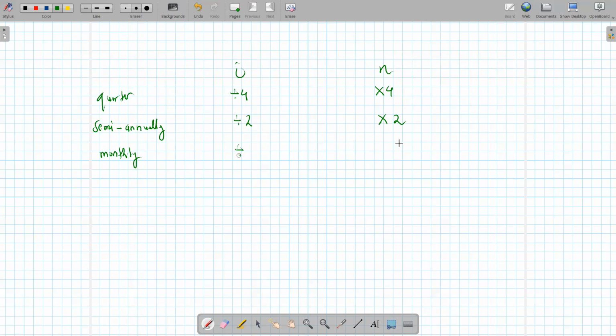Well, you're going to divide by something, you're going to multiply by something. How many months in a year? 12. So you have to divide the interest rate by 12, then you'll get the monthly interest rate. You multiply the years by 12, so you get the number of months, okay? What else can they say?